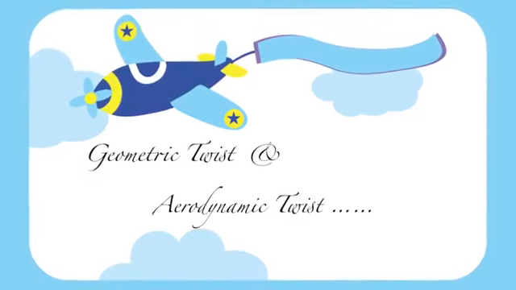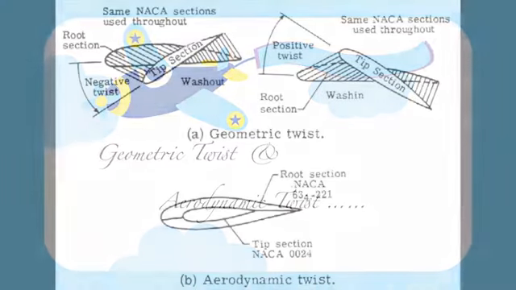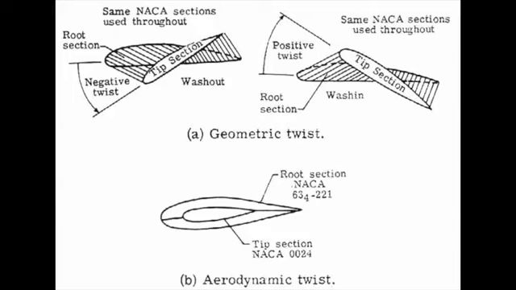Geometric twist and aerodynamic twist. If the wing tip is at lower incidence than the wing root, the wing is said to have negative twist, or simply twist, or washout. On the other hand, if the wing tip is at a higher incidence than the wing root, the wing is said to have positive twist or washin. When the tip incidence and root incidence are not the same, the twist is referred to as geometric twist. If the tip airfoil section and root airfoil section are not the same, the twist is referred to as aerodynamic twist.